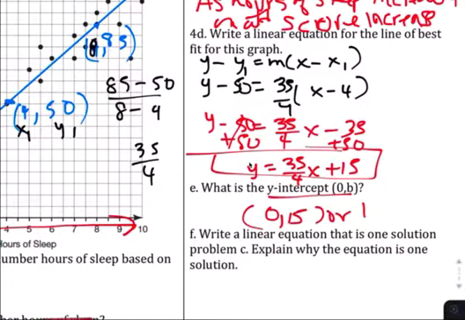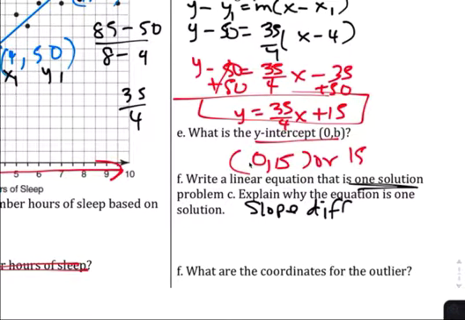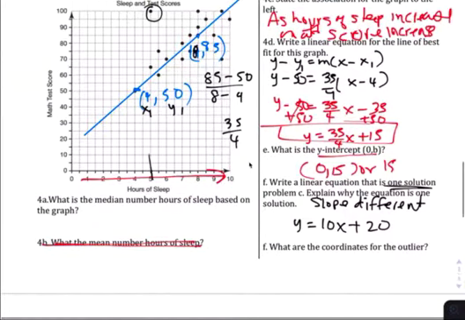Or just 15. One solution, the slope's different. So we just, one solution, slope's different. So we have y equals 10x plus 20. Coordinates of outlier, it's 5 and 100.